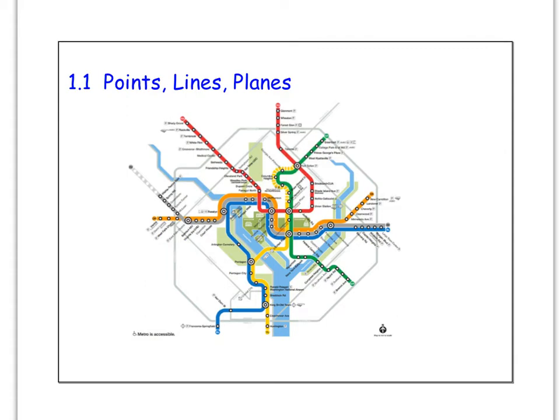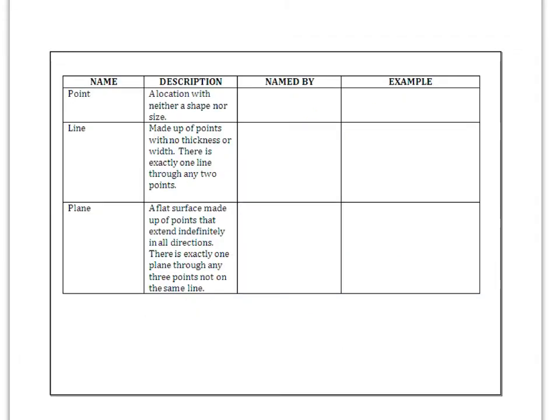And when I think of a map, I picture points, lines, and planes. This is an example of a metro, like a subway system in Washington, D.C. And you can see there's some points, like right here, there's a dot. There's some lines, for instance, the actual route that the subway takes. And then there's the plane, which is the whole map or the flat surface. And that's what we're going to be talking about today.